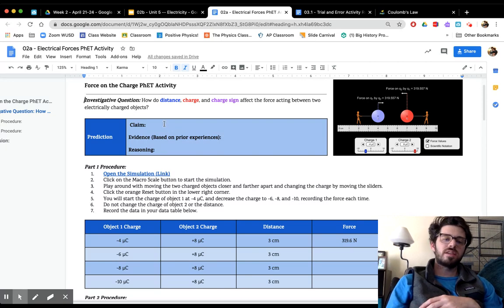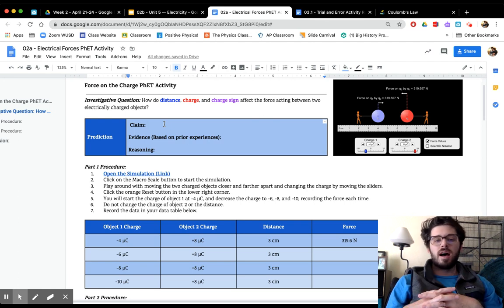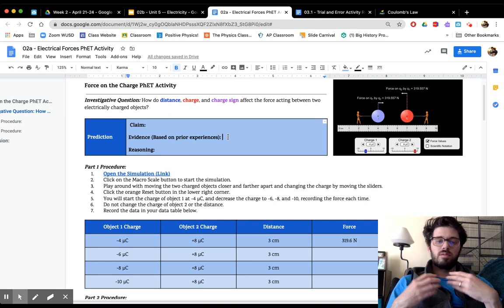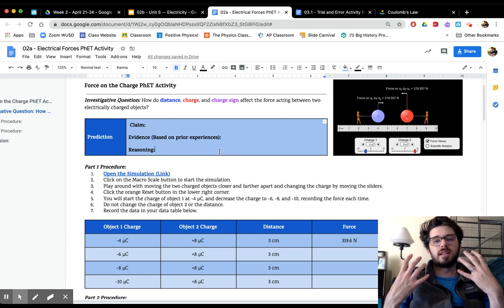Okay, so you are going to take the time and use this space right here to write a 1-sentence or 3-sentence claim on how those things affect the force between two charges. You can make a bullet list if you'd like. Then some evidence, you can just use evidence based off of the scenarios, the lectures that we did last week. You can use evidence from real life, whatever. And then reasoning will just be your section to elaborate.